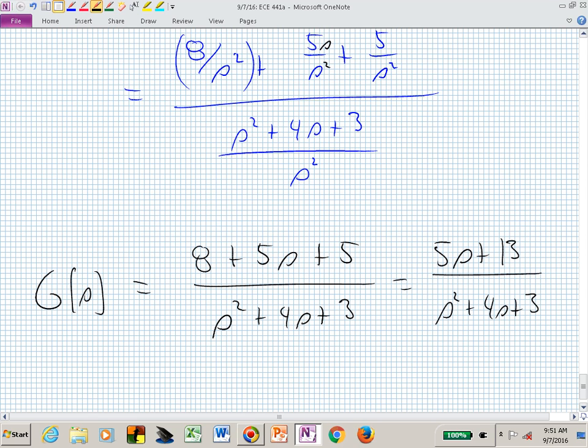Now you know that transfer function can be related to Y over U, and from that we'll find our differential equation. But apparently the phone rang, so we're finished.